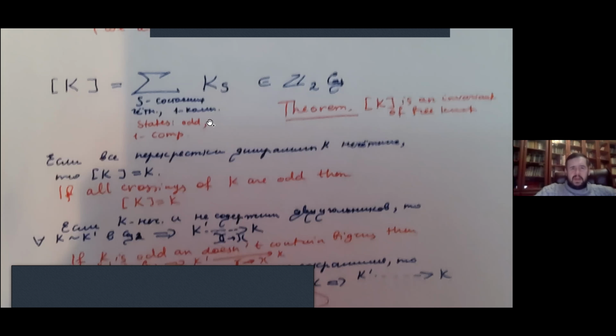Let's take the following sum. I take all possible crossings of K, and I smooth only even crossings.